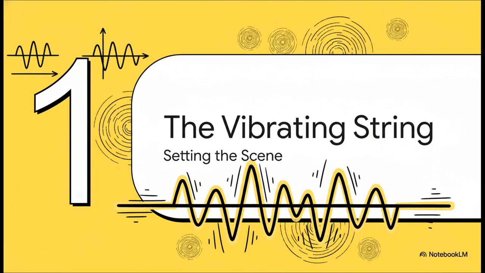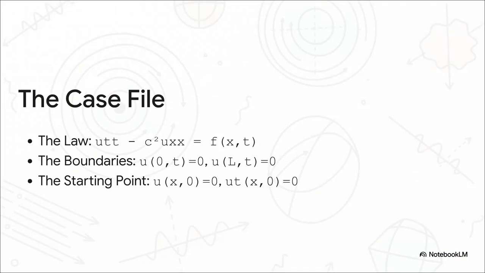All right, first things first. Every good detective needs to properly survey the scene of the crime. For us, that means we need to understand all the rules, all the conditions that are governing our vibrating string. So here's our official case file. First up, we have the law. This is the wave equation itself, the fundamental physics of how the string moves. Second, the boundaries. This is crucial. Our string is tied down, fixed at both ends. Let's say at x equals 0 and x equals L. So the movement, the displacement there, has to be 0, always. And finally, the starting point. We're going to say that the string starts out perfectly still and perfectly flat. Getting all these details right is the only way we're going to find the one unique solution.